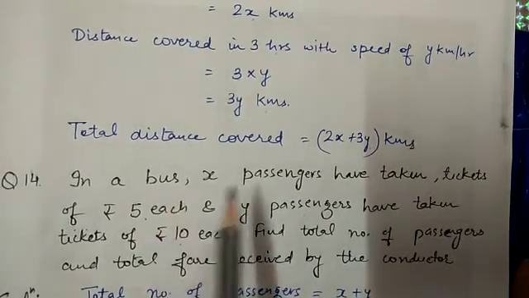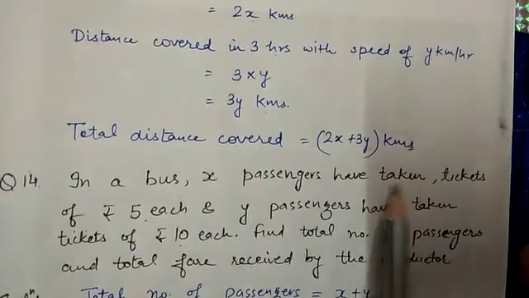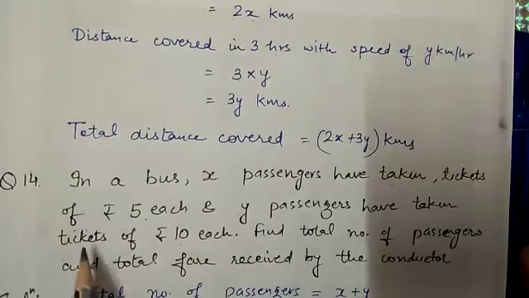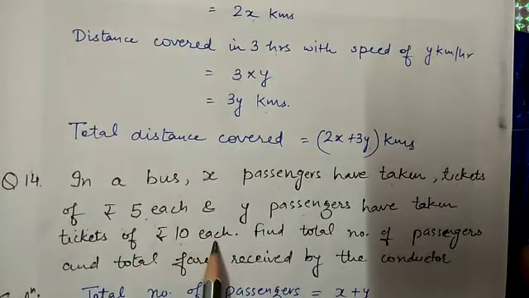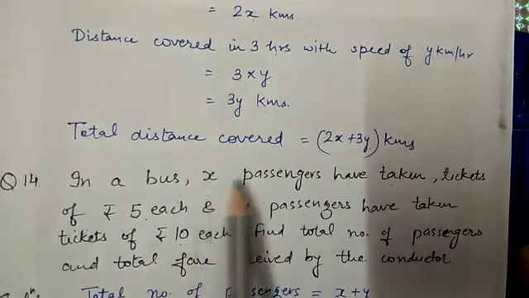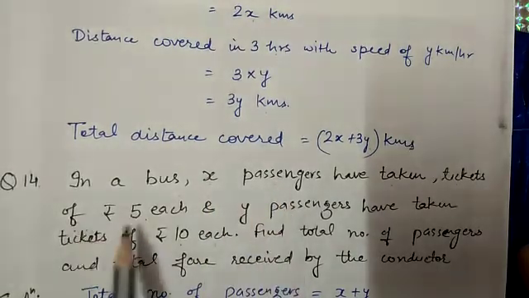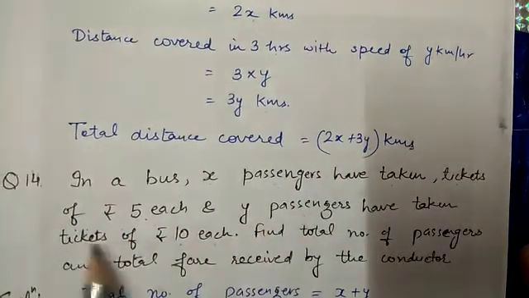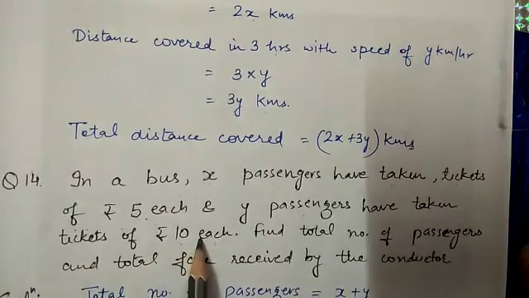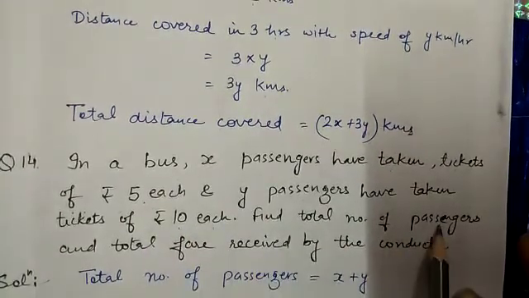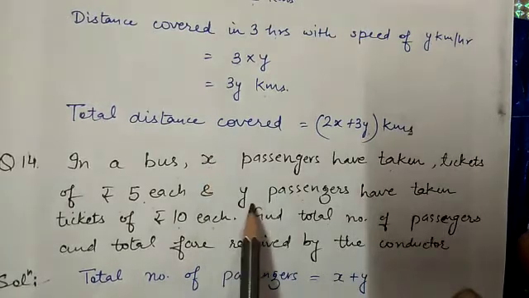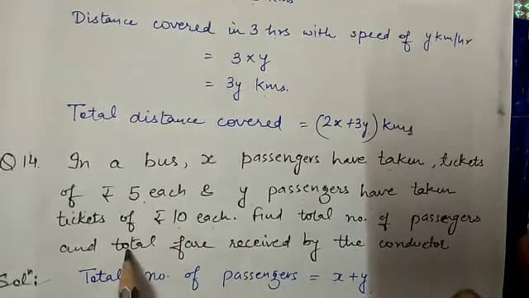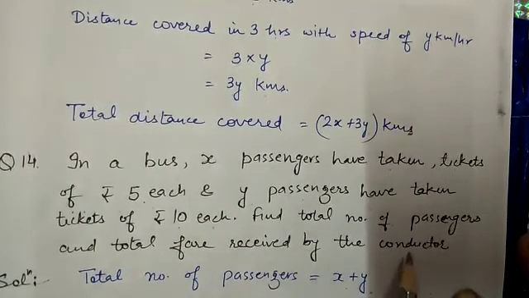In a bus, X passengers have taken tickets of rupees 5 each and Y passengers have taken tickets of rupees 10 each. Getting the meaning of this statement? X passengers boarded the bus. They have taken the ticket of rupees 5 each. Then next Y passengers came and they have taken the ticket of rupees 10 each. We are to find the total number of passengers. That will be clearly X and Y, sum of these two, right? And then we are to find the total fare received by the conductor.